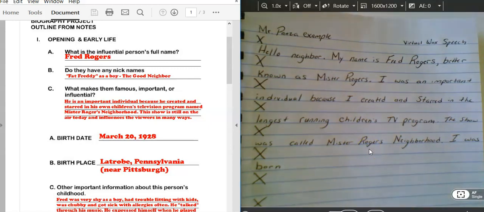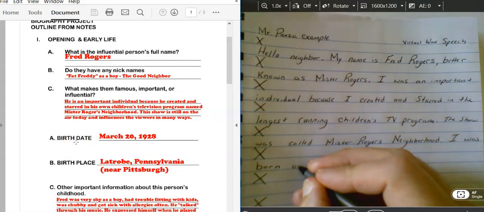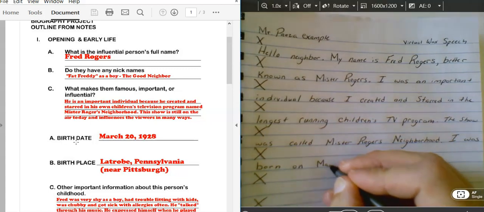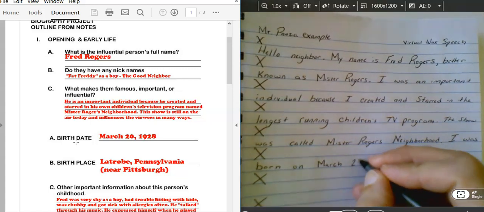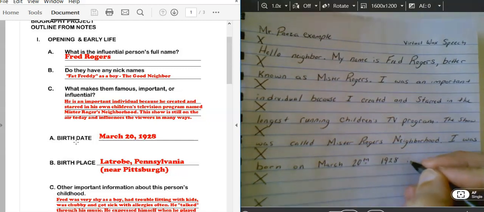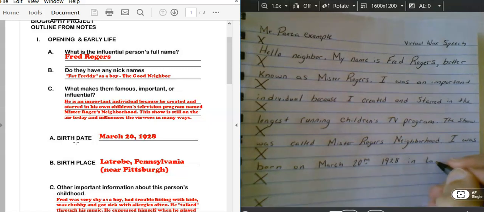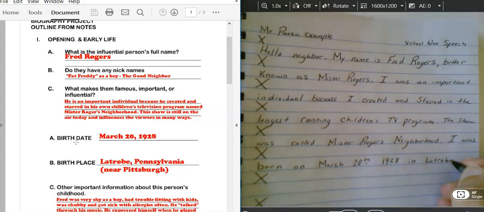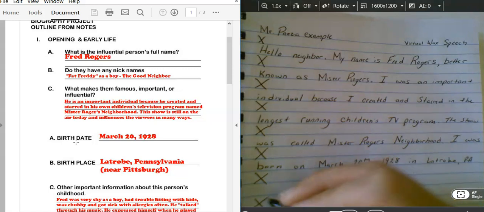So if you're continuing to write this, notice the next part is talking about when and where he was born. I'm not going to write, "Mr. Rogers was born on March 20th, 1928." You can see I started with, "I was born," and then I would complete the sentence. On March 20th, 1928, in Latrobe, Pennsylvania, near Pittsburgh.